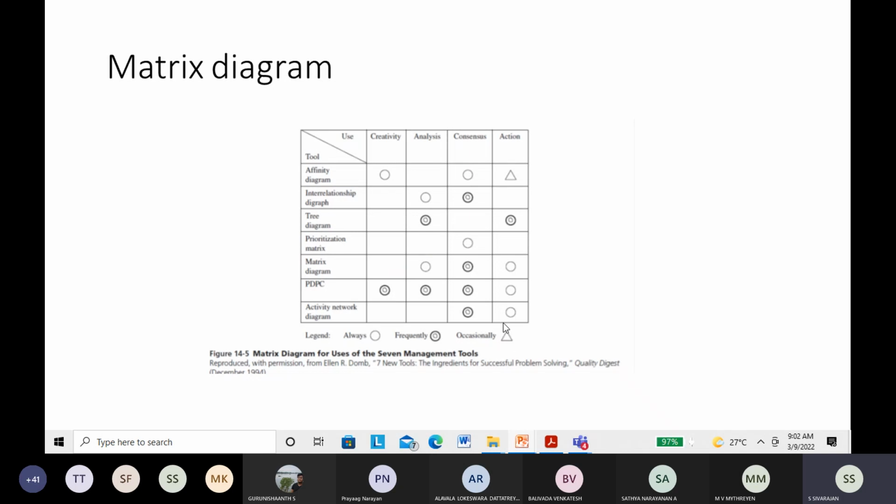So that is about the matrix diagram, just like the house of quality. We are trying to see how they are related, whether they are frequently related, occasionally related, or not related. So we have some criteria and we try to evaluate the various management tools. That is the purpose of this matrix diagram.